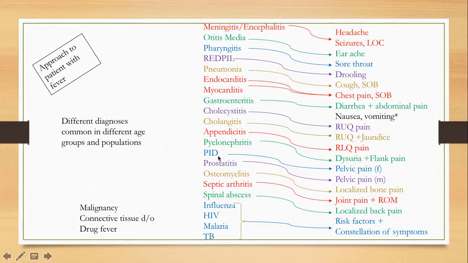Then you can see patients with PID or pelvic inflammatory disease will have pelvic pain, usually in females, and patients with prostatitis will also have pelvic pain in men. Patients with osteomyelitis usually have localized bone pain, so it's not the generalized bone pain that we see in malignancy, it's localized. And then septic arthritis patients should have localized joint pain, so not the multiple joint pains that we see in osteoarthritis and other things. Along with that, a very significant feature is that they have extremely reduced range of motion. And then spinal abscess patients usually have localized back pain along with fever.